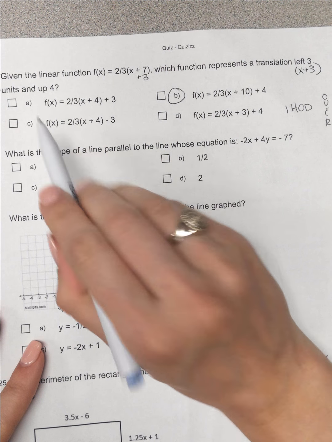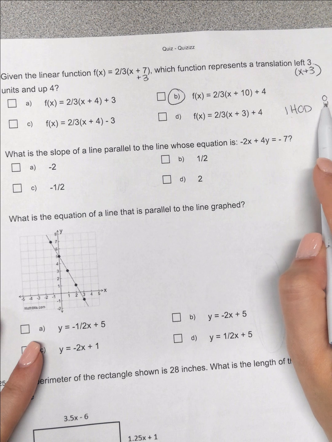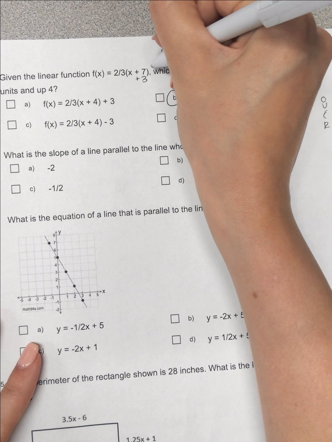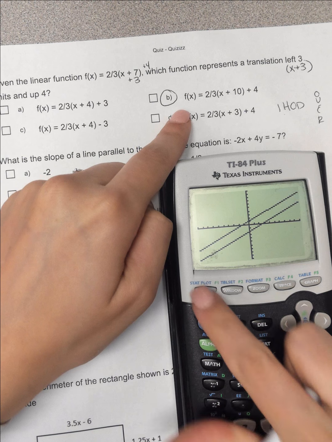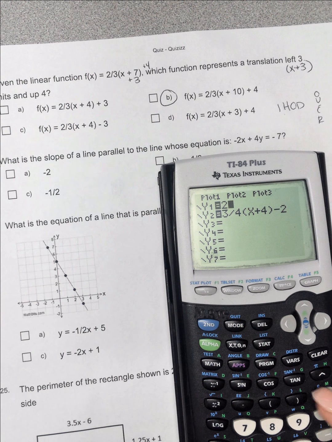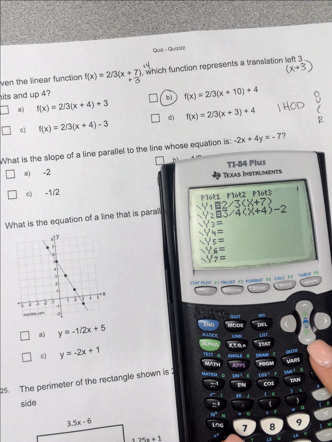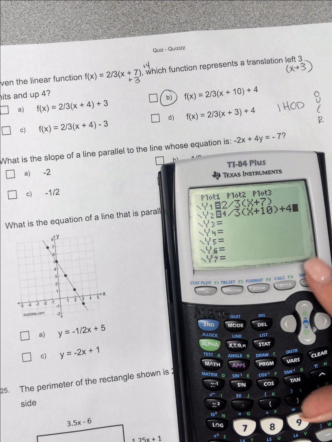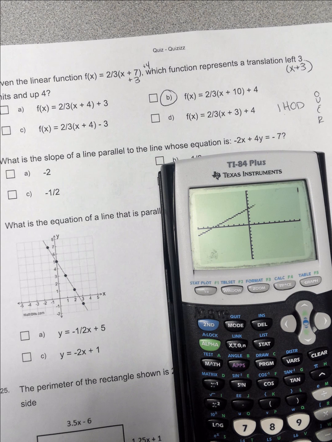And to make it go up 4, that's a vertical change, so it needs to be outside the parentheses, and it's exactly what you think. So plus 4 on the end. Let's double check and make sure that this works. The original is 2/3 parentheses x plus 7. My new equation is 2/3 parentheses x plus 10 plus 4. So I needed it to go left 3 and up 4.